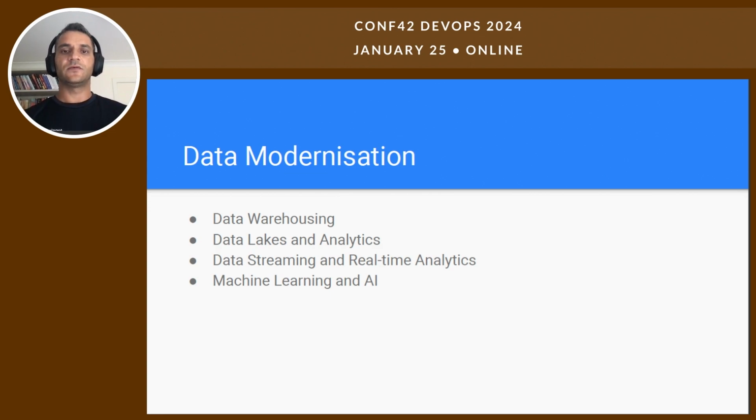Some of the key concepts include data warehousing, which is migrating to solutions like BigQuery for handling large volumes of structured and semi-structured data. Data lakes and analytics, where storing, managing, and analyzing diverse data types using cloud storage, Dataflow, and Dataproc. Then we have data streaming and real-time analytics, which is ingesting, processing, and analyzing data in real time using tools like Cloud Pub/Sub. Machine learning and AI, harnessing AI services like AutoML, AI Platform, and TensorFlow for innovation and efficiency.